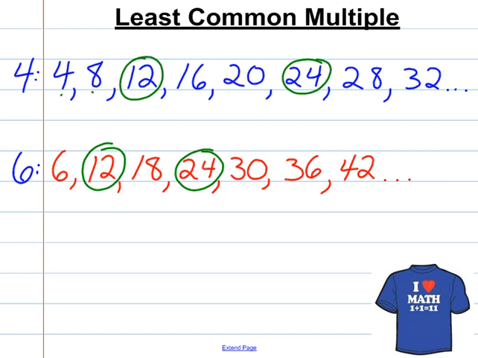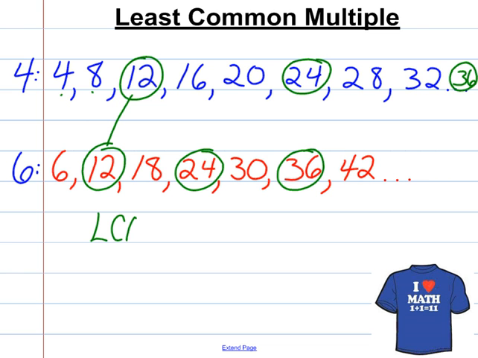Now, we get stuck. I don't know what to do. Okay, 24 plus 6 more. Oh yeah, it's 30, 36, 42, and that goes on and on also.